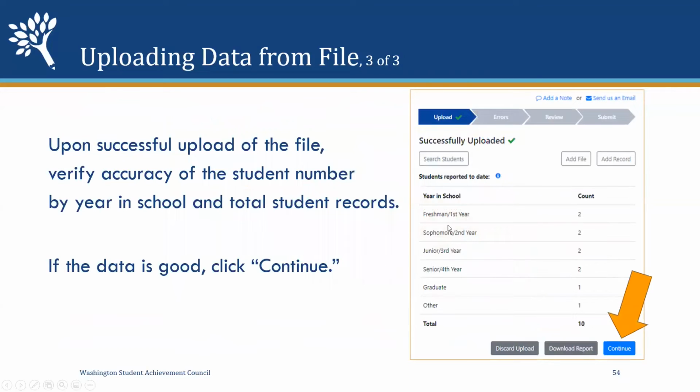Once you've successfully uploaded your file, you will get a message that tells you that. And then this is the screen that provides you with a summary of your student count by year in school. If you don't have populations in each of these categories, they won't show, so it will self-adjust according to the type of classes that your particular school has. If everything looks like it matches your records, go ahead and click the continue button.